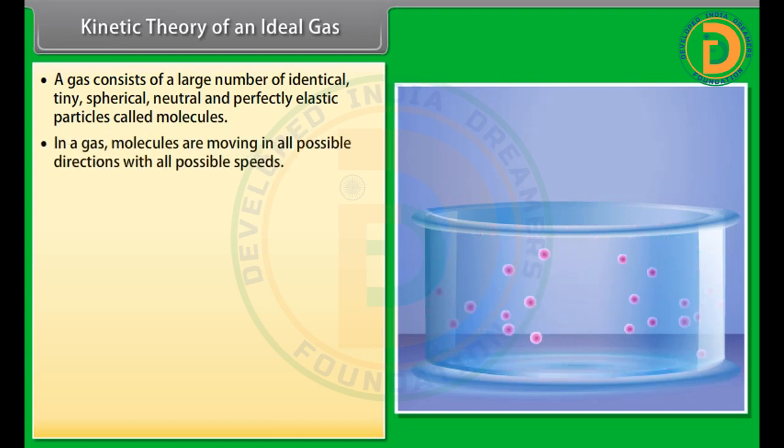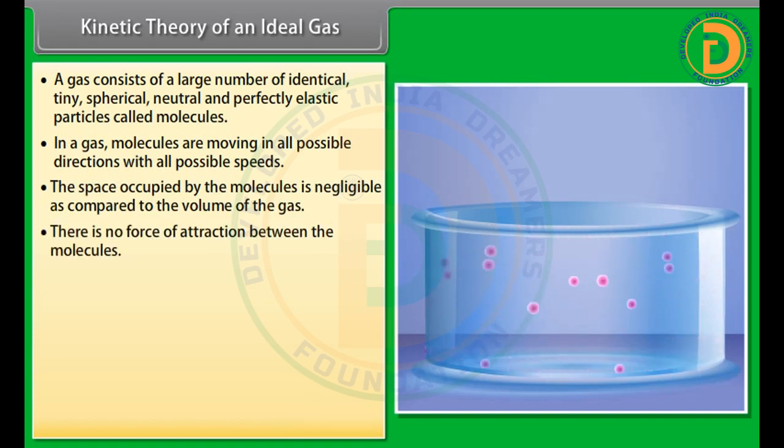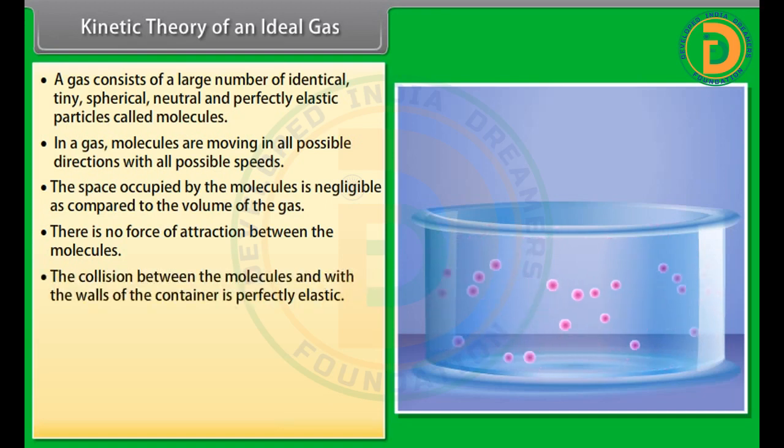In a gas, molecules are moving in all possible directions with all possible speeds. The space occupied by the molecules is negligible as compared to the volume of the gas. There is no force of attraction between the molecules. The collision between the molecules and with the walls of the container is perfectly elastic.